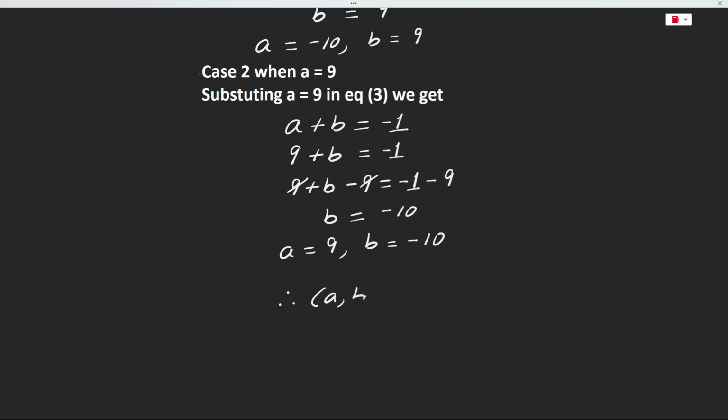Therefore we have two solutions for a and b. One is a equals minus 10 and b equals 9, and the other is a equals 9 and b equals minus 10. This is our final solution.